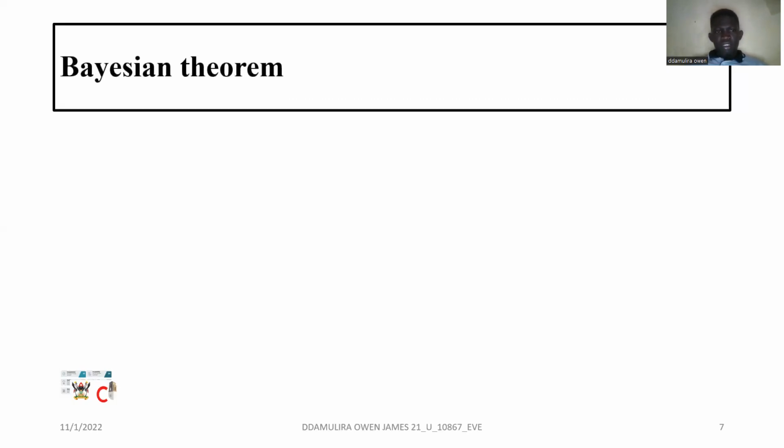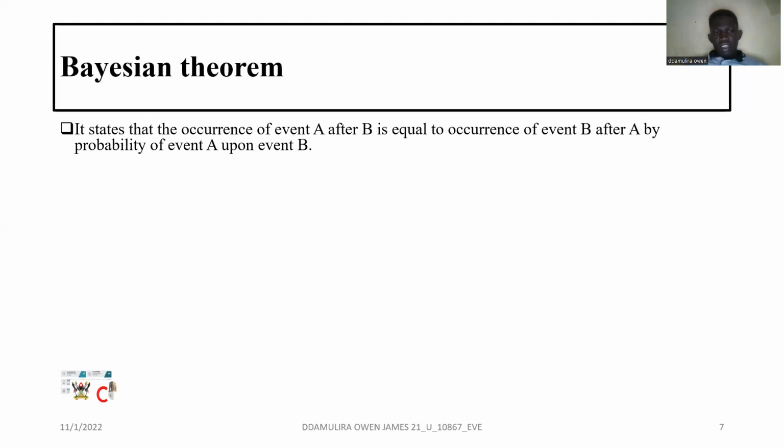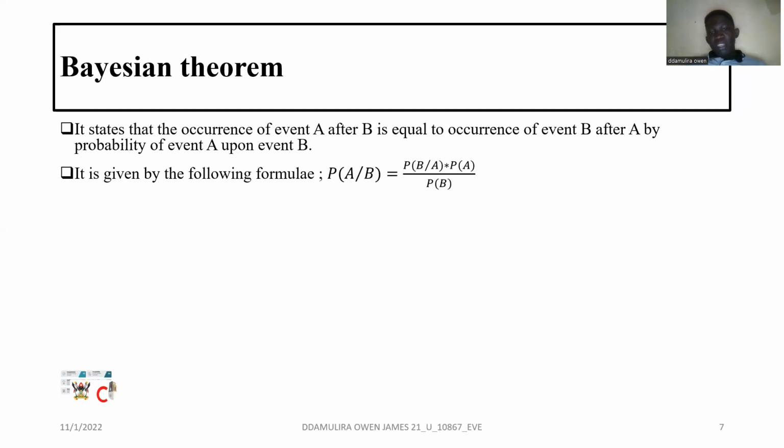Then I talk about the theorem. I have the Bayesian theorem. It says the occurrence of event A after B is equal to the occurrence of event B after A times the probability of event A upon event B. What do I mean by that? This is the formula: probability of A given B is equal to probability of B given A times probability of A, over probability of B.